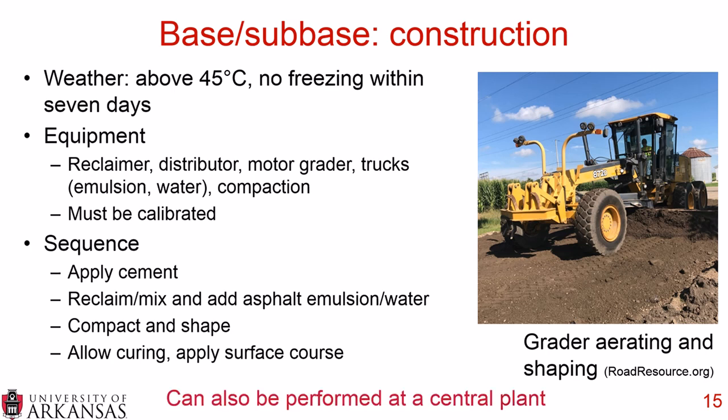Now, all of this can also be done at a central plant with asphalt emulsion. So if you have some base or sub-base, you can actually put it through either a drum or a pug mill at an asphalt concrete plant, mix it with the asphalt emulsion, and then deliver it to the job site and place it. So it follows more the construction techniques of hot mix asphalt, but without any heat, and using asphalt emulsion instead of asphalt binder, you can also perform base and sub-base stabilization at a central plant location.